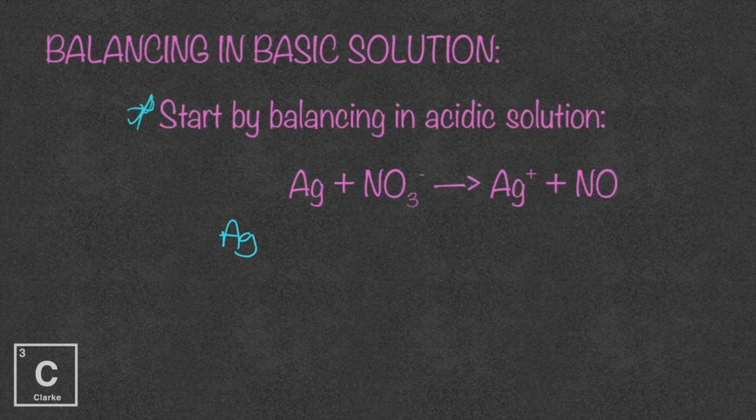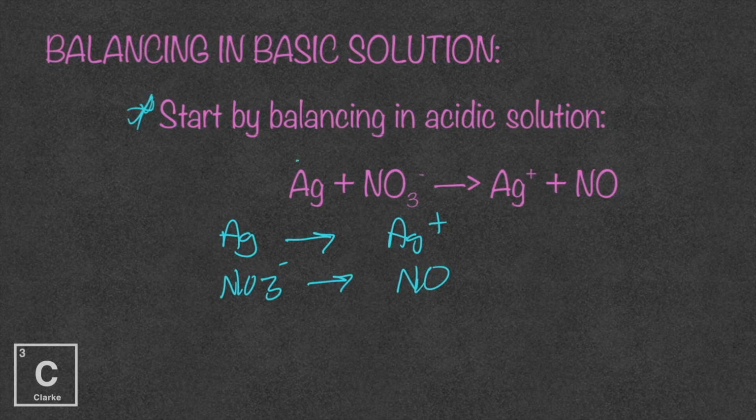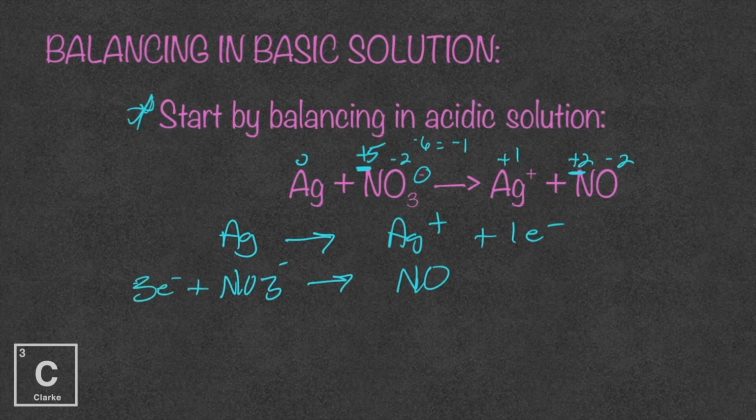So I'm going to have Ag. If I break it into my half reactions, silver went from a 0 to a +1, so we lost an electron, so +1 electron. Nitrate, let's see what nitrate is here. Oxygen is a -2. We've got 3 of them, that's a -6, but we've got a minus charge right there, so we've got to end up with a -1. So nitrogen must be +5. Over here, oxygen's a -2. There's only one nitrogen, so nitrogen has to be a +2. So nitrogen went from a +5 to a +2. That means it gained 3 electrons. Okay, so we have our half reactions.